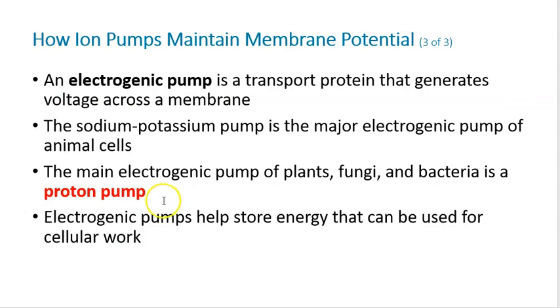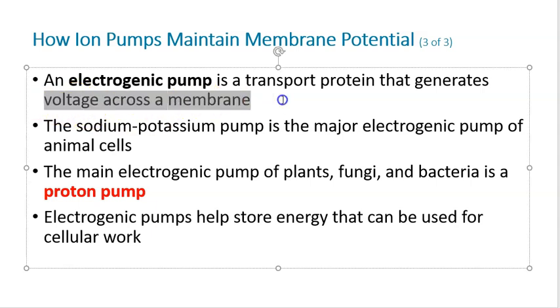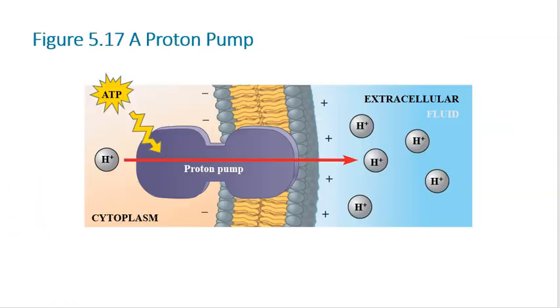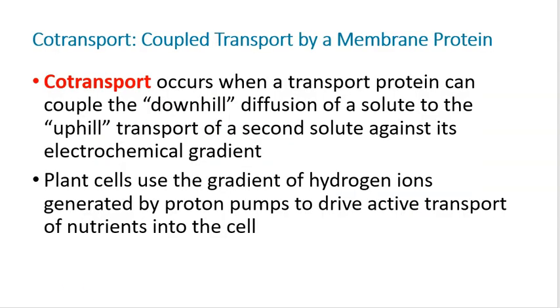Okay, and so here's a proton pump. The sodium-potassium pump is a major electrogenic pump, which means it generates voltage. Yes, you do have a voltage. But the main electrogenic pump of plants and fungi and bacteria is called a proton pump. It's different, but similar. So here's a proton pump. We use ATP, but instead of sodium and potassium, we're just pumping hydrogen ions, aka protons, across the membrane. And again, we're just setting up a voltage. Positive on the outside, neutral and negative on the inside by comparison, and we have a voltage, okay?